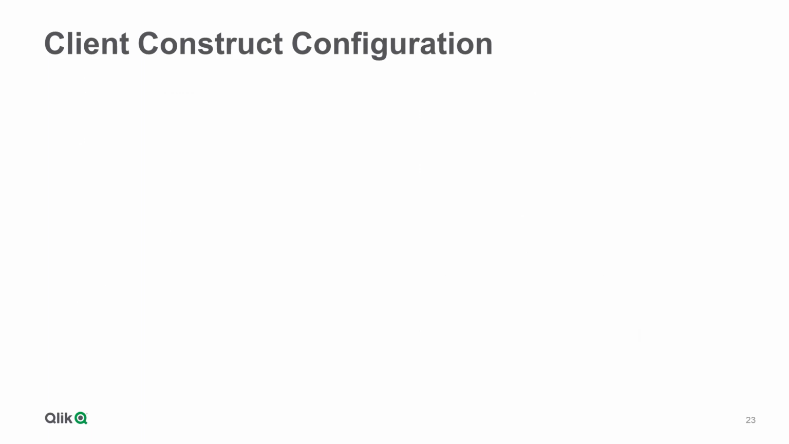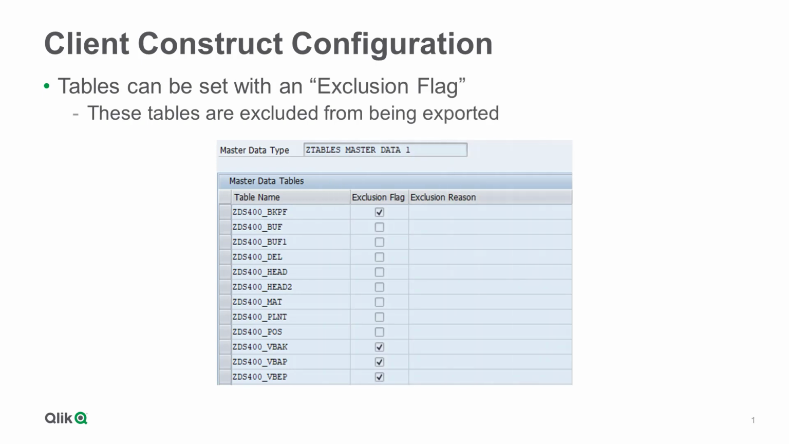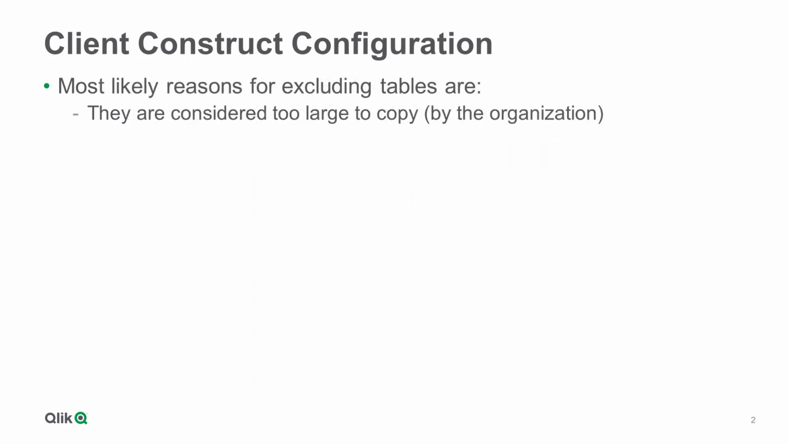The Client Construct configuration contains two other settings that warrant a bit of attention. The more important setting is that tables can be marked with an exclusion flag, which means that these tables are excluded from being exported. There are three main reasons for excluding tables.